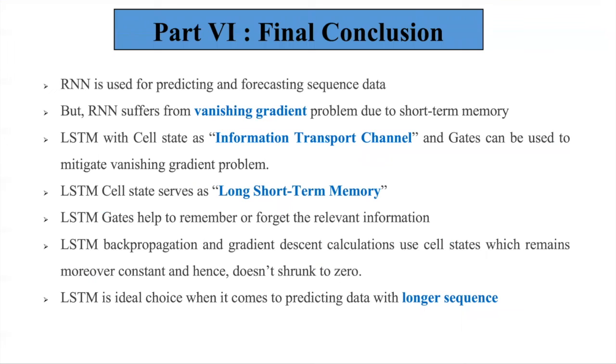So here we are at the conclusion. As we see, RNN and LSTM can both be used for predicting and forecasting sequence data. RNN suffers from the vanishing gradient due to short-term memory, and LSTM can overcome that with the help of the cell state as an information transport channel, and gates can be used to determine which information is important and which is not. The back propagation and the gradient descent calculate the cell state, which is moreover constant and doesn't shrink to zero, and that's why LSTM is an ideal choice when it comes to predicting longer sequences.